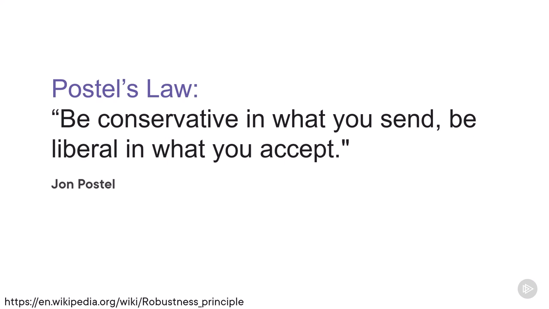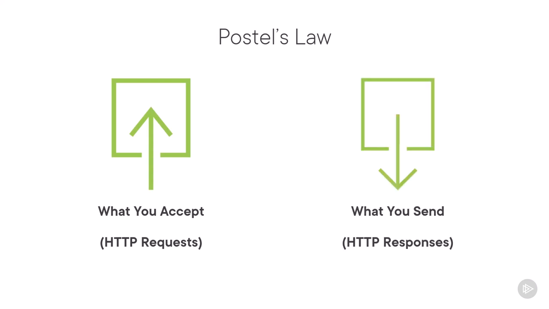In practice, this means that when your programs call out to other programs, they should adhere to the expected interface exactly. But when other programs call your program, you should accept requests that aren't perfect as long as their intent is clear. Applying this to web APIs, what you accept are HTTP requests and what you send are HTTP responses. You should take care to adhere to standards and specifications and your own documentation with anything you send, but you should be more forgiving with what you accept in order to ensure your APIs are easy to use and bend a little before breaking over time.